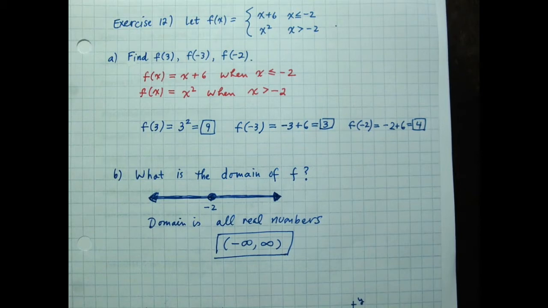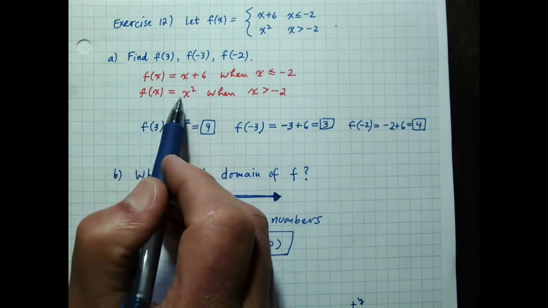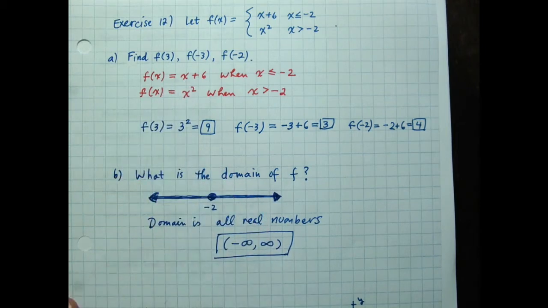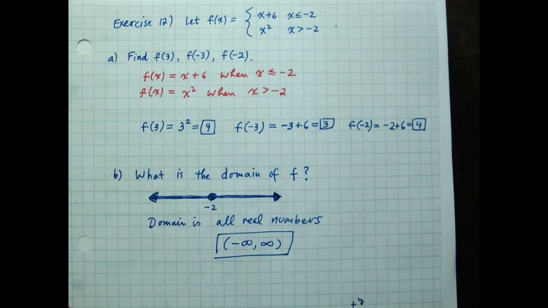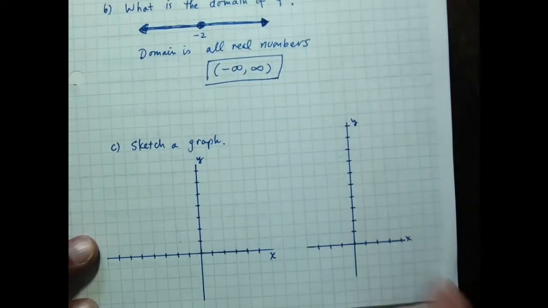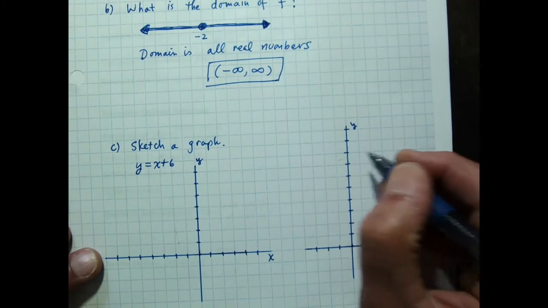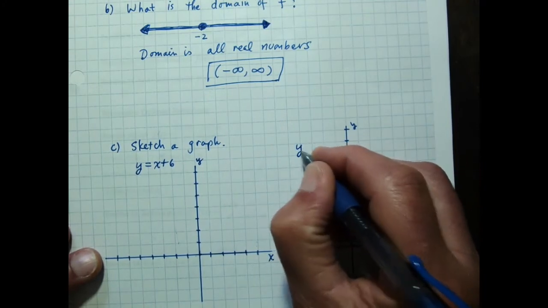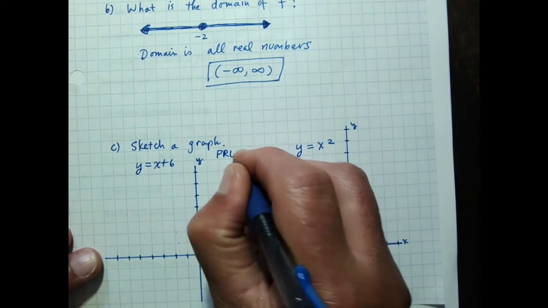Now let's go ahead and sketch a graph of this function. And the idea is it's going to be a piece of f of x equals x plus 6 and a piece of f of x equals x squared. Instead of writing f of x, I'm just going to write y equals a couple times here. It's a little bit easier to talk about in that way. So we're going to take a piece of y equals x plus 6. And we're also going to take a piece of y equals x squared. And I'll call this the preliminaries.